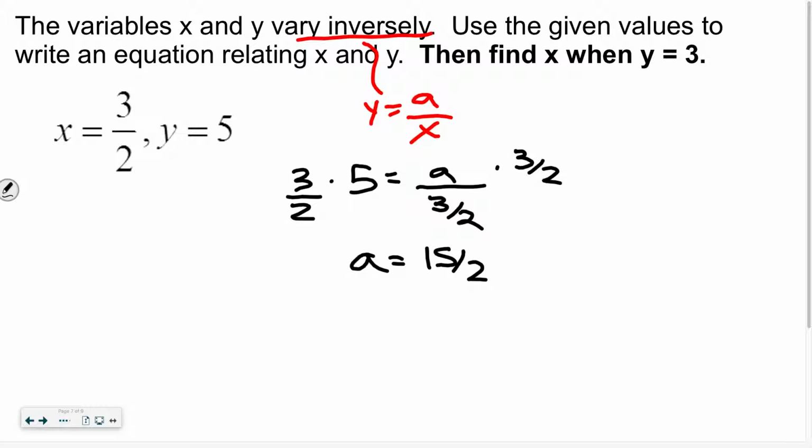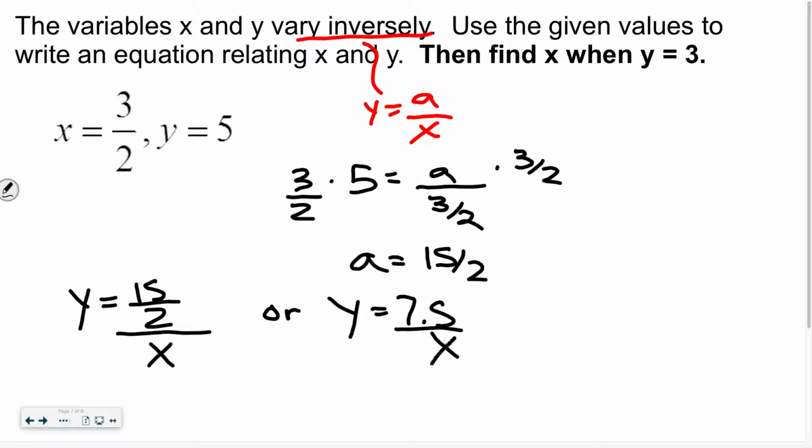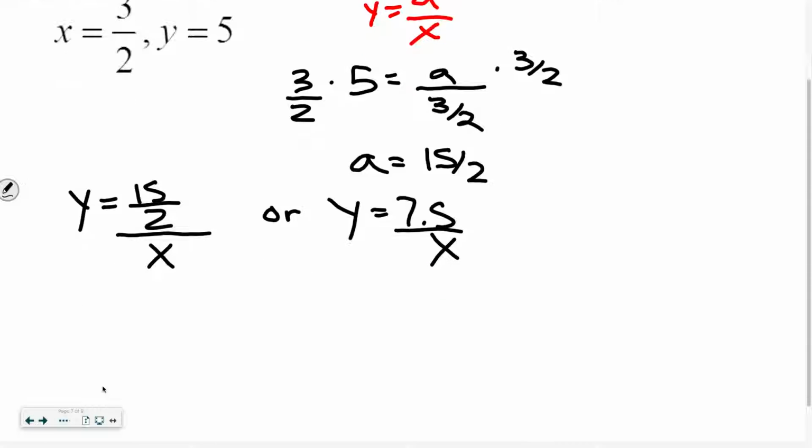I'm going to write up different ways that I'll accept your answer. You can write y equals 15 halves over x. You could write y equals 7.5 over x. Probably most of us would prefer that one. The only time I ask that you not use a decimal is if it's like divide by 1/3 or divide by 3. We don't want to round it. We want it exact, so we would leave it alone.